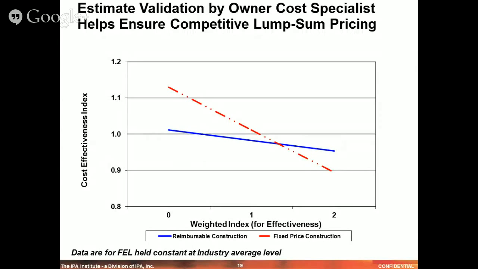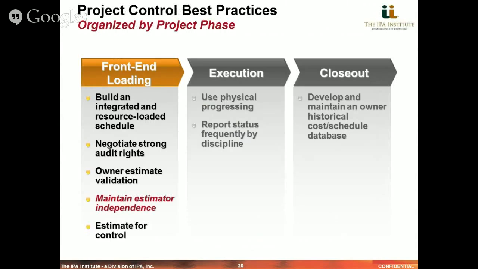And I want to emphasize, in these data we're holding the front-end loading index constant. If you're familiar with IPA's front-end loading index, we're holding that constant at industry average. So we're measuring statistically the independent effect of having a comprehensive estimate validation process as part of your project control system.